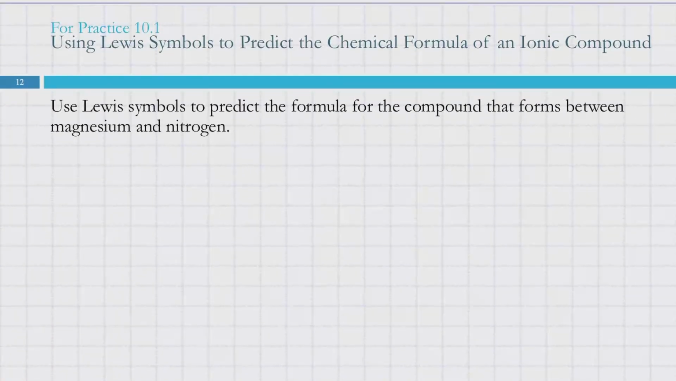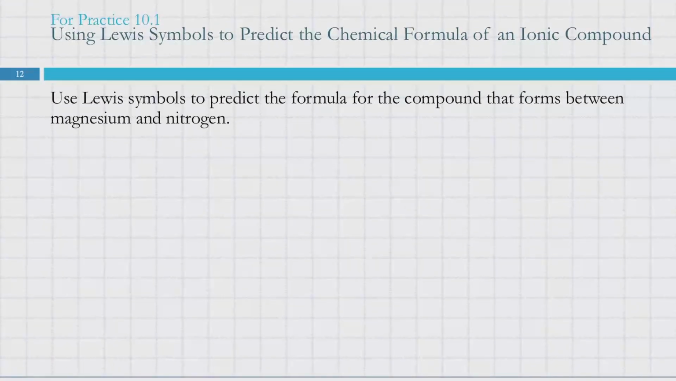Okay, so we can use Lewis symbols to predict formulas for ionic compounds. It's kind of slow. We're generally not going to do this because we've got the swap and drop method, where we take the charge and rewrite it as the subscript of the other thing, and that's just way faster. This gets us to the same result. We're kind of just doing this to show you that it works.